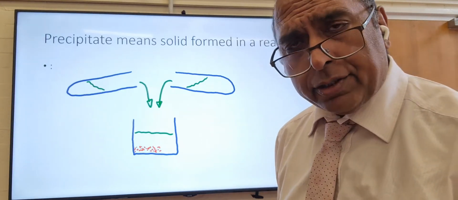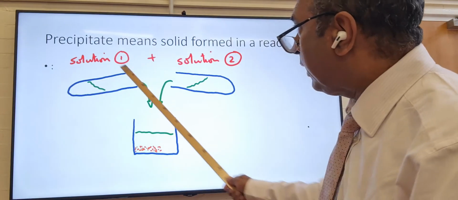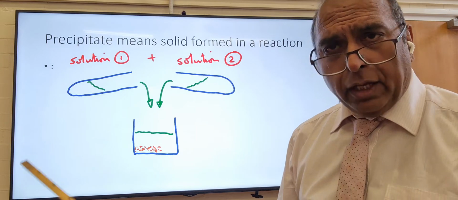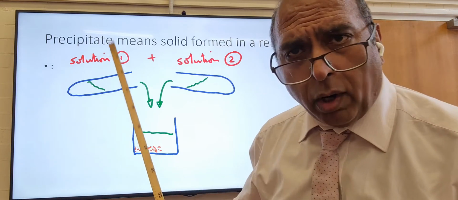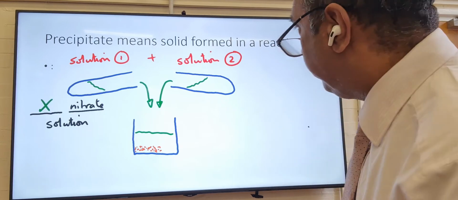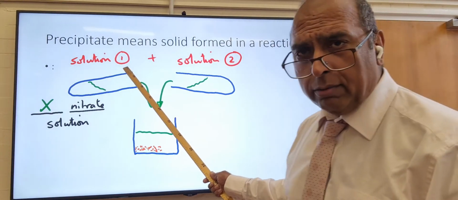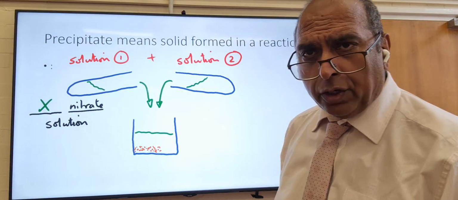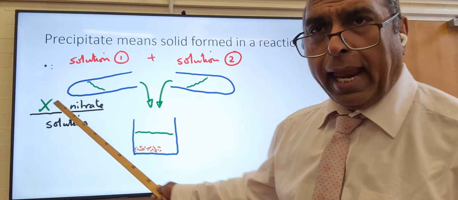Now the solutions, solution 1 and solution 2, we're going to mix them together. So solution 1 has to have one of the ions in. Solution 2 has to have the other ion in. So for solution 1, I want you to pick a nitrate. This one is X nitrate.